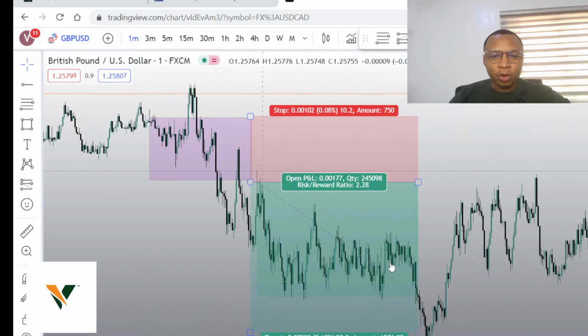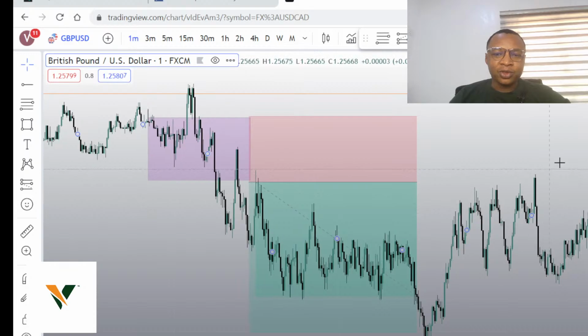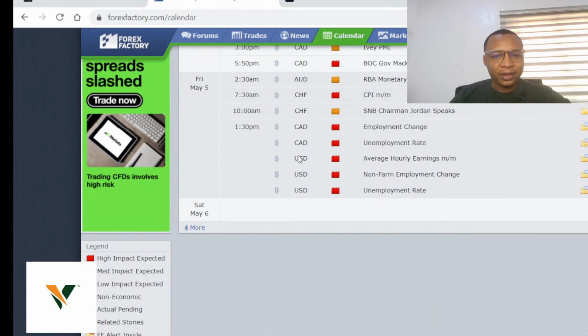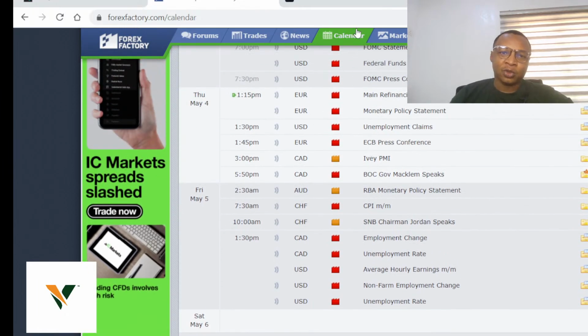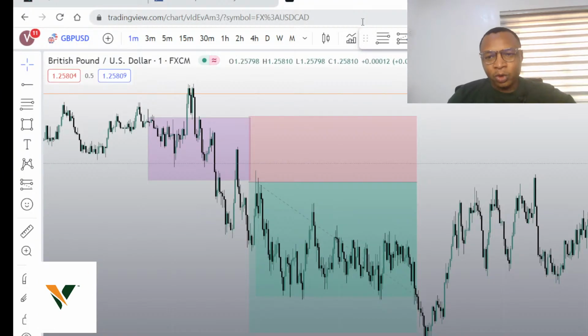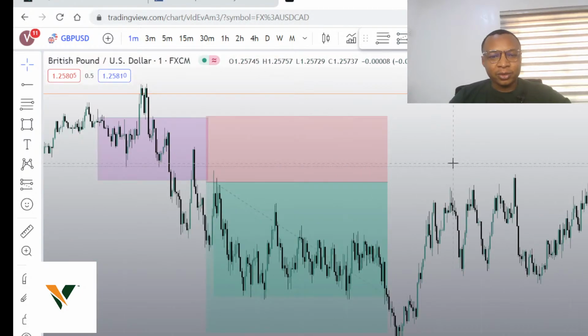So for tomorrow, we may not be seeing so much because we're going to be having NFP by about 1:30 or thereabout. We're going to see the NFP news, non-farm payroll news, and because of that, we may see the institutions trying to price in the NFP by London session. So if we're not able to get clear trades on London session, then we'll just stay clear off the charts throughout tomorrow and resume on Monday.